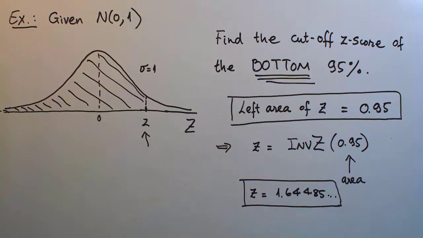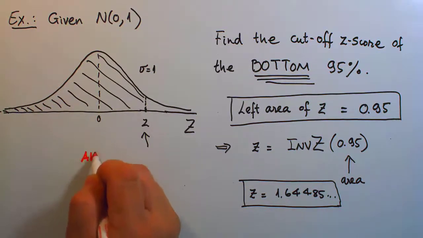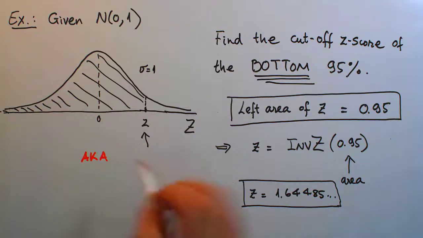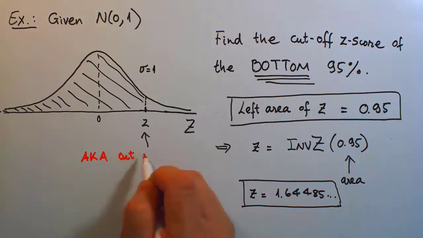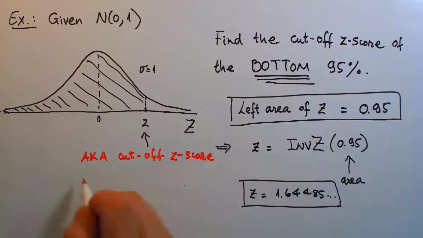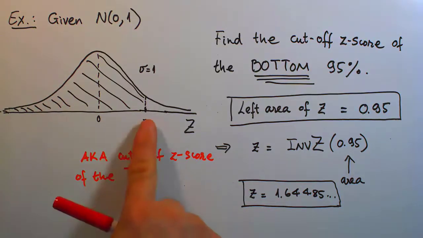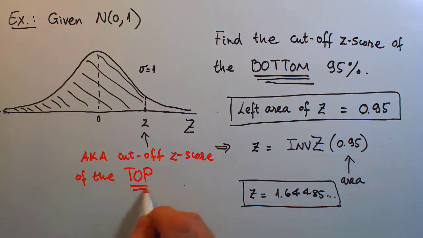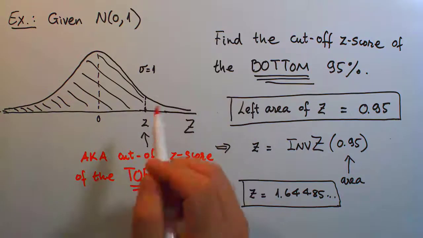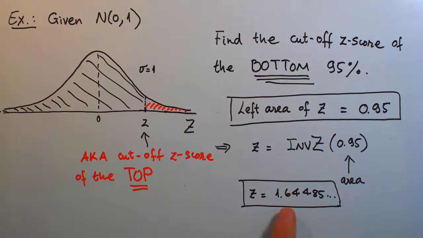But see, the same cutoff, the same exact location, can sometimes be regarded differently, because it's just the way area is. It's also known as the cutoff z-score of the top, but here instead of saying bottom, I'm looking at the top. And top means what? Think about it. It makes sense to be those above it, right? So above here is indicating the right-hand side. From where that z stands, same spot, same value, 1.64485.